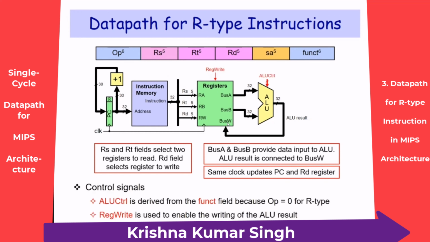Right, so there are 2 control signals. A new control, which is coming from the function field. As you remember, for all of the instructions in the R type, the opcode is 0, and the function part will determine the type of the actual mathematical or logical operation that should be performed on the data. So this function part, a specific combination of circuit, determines the ALU control, and another control signal is register write, which enables the register file to write the data into the register that is determined by the RW field.